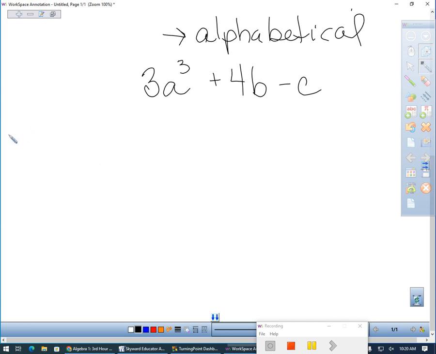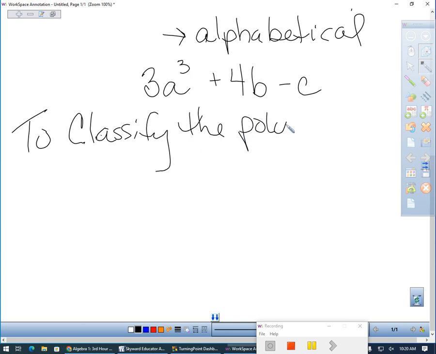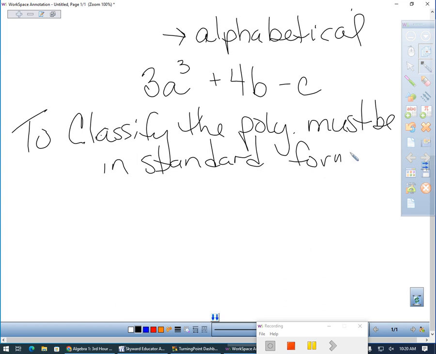Before we can classify, the polynomial must be in standard form. Which means, to put it in standard form, you're probably going to have to collect like terms. Okay? Do we need to talk about how to collect like terms? No, we don't? Okay. All right, so then let's talk about classifying it.